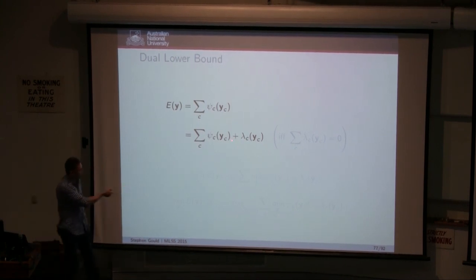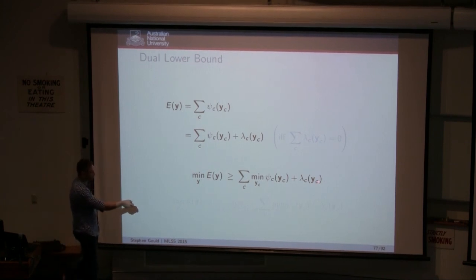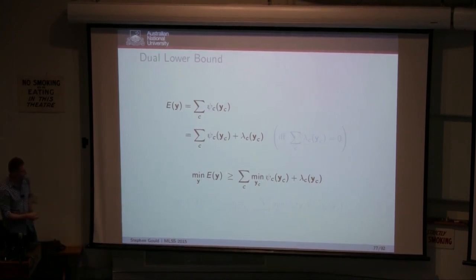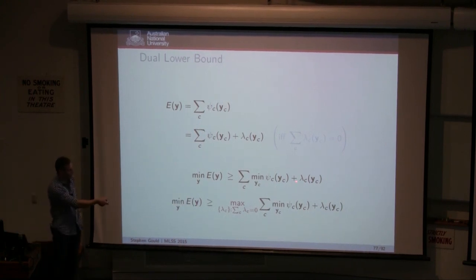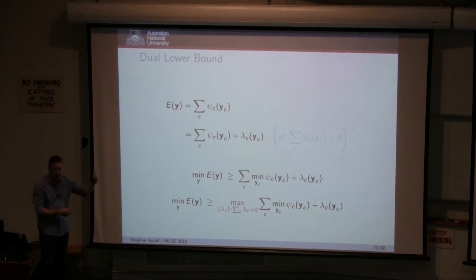But it turns out that for any value of lambda c, this gives me a lower bound. So the minimum assignment of the energy function is greater than or equal to the sum of the energy function minimized over these copies of the variables, over the subset of the variables, plus this component that I get from the Lagrange multiplier. So if I can somehow maximize this lower bound, then that's hopefully going to give me a good solution. And so that's what the dual objective is doing: it's maximizing this lower bound on my energy function, which I've written in a way that allows me to solve each part tractably.